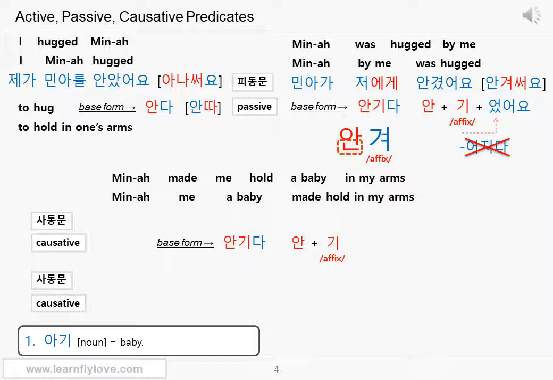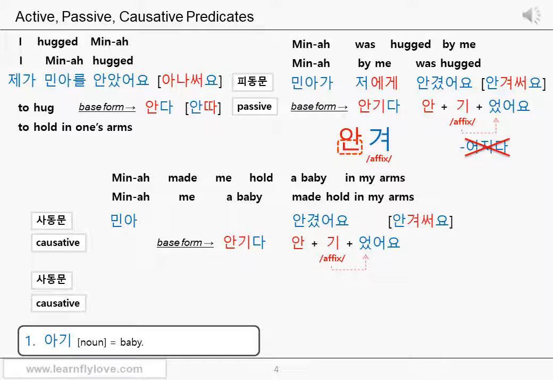Then how do we know if it's used as a passive form or a causative form? It's simple. When 안기다 is used as the causative, it takes a direct object like a baby in this sentence. Okay? The subject gave a baby to me, right? The English sentence is in the past tense, therefore you can add 었어요 at the end. And 기 and 었 sounds combine one more time and make 겼 sound with 여 vowel. 안겼어요. It's the same 안겼어요, right?